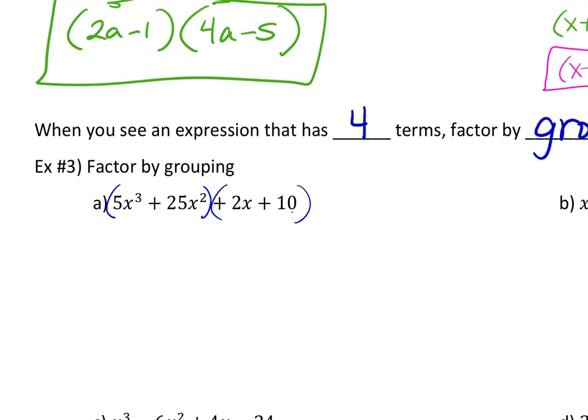Okay, now if I factor each one of those groups, what can I factor out of the left side? You can factor out a 5. What else? And an x squared. Okay, so if I factor out a 5x squared, if I divide everything by 5x squared, what am I left with?